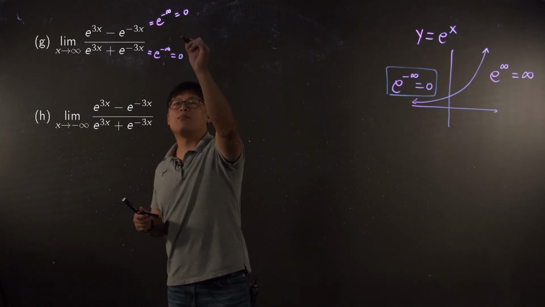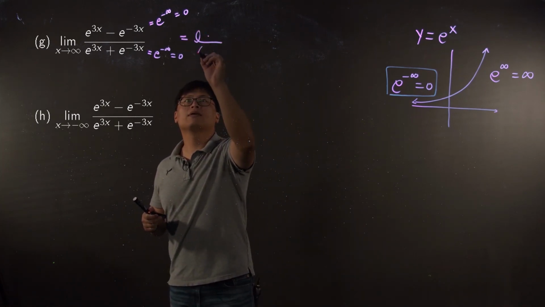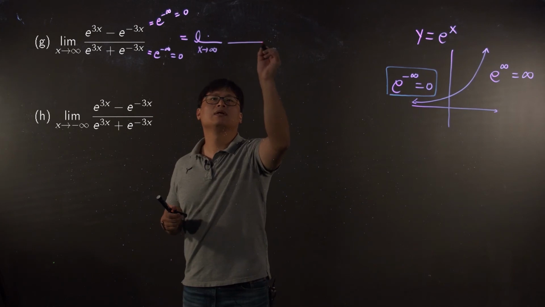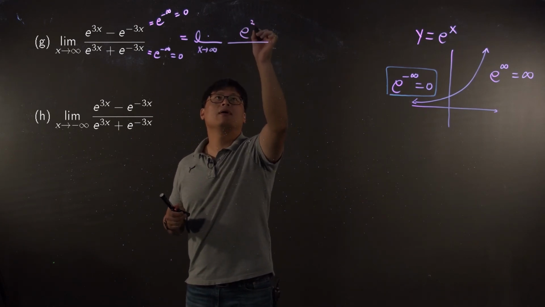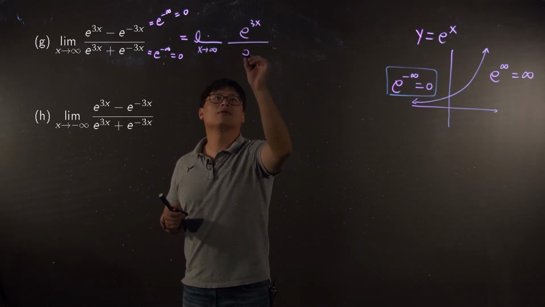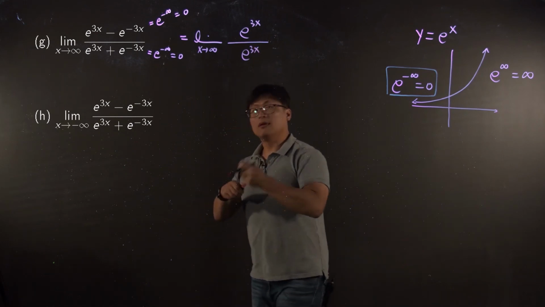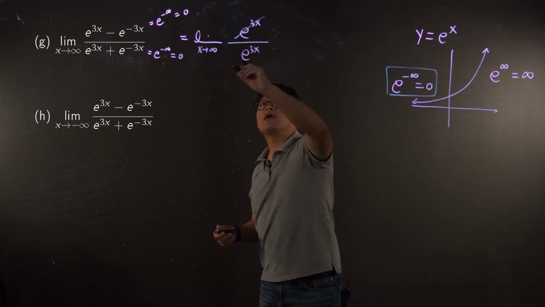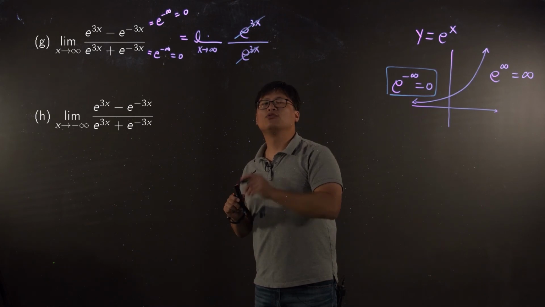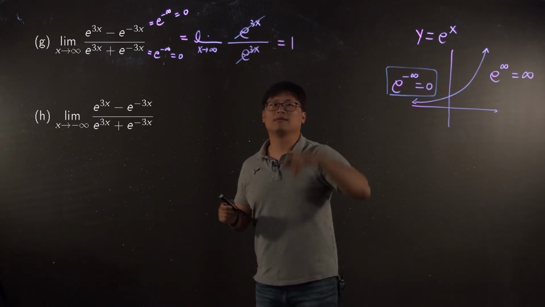So let me rewrite my problem. Limit x goes to infinity without zeros, 3x over, okay? Then there's no problem to cancel this guy. Then your answer is simply 1, okay?